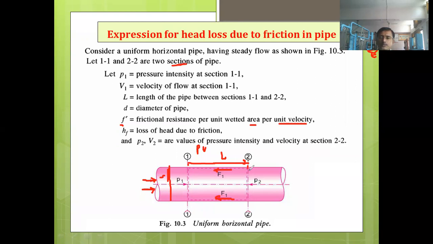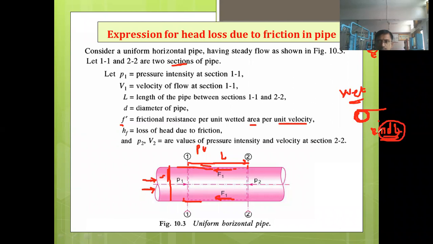Per unit wetted area means त्याचा आतला जो एरिया आहे, या पाईपचा जो आतला सरफेस एरिया आहे, that is called as the wetted area. वेटेड एरिया म्हणजे जो एरिया वेट झालेला आहे, भिजलेला आहे. ओके, म्हणजे पाईपचा आतला पूर्ण एरिया भिजलेला असेल, that is called as the wetted area. मग हा पाईपचा वेटेड एरिया काय असेल? It will be the circumference of the circle, that is pi d. Pi d is the circumference of circle into length of the pipe. Pipe ची length. So this is called as the wetted area.